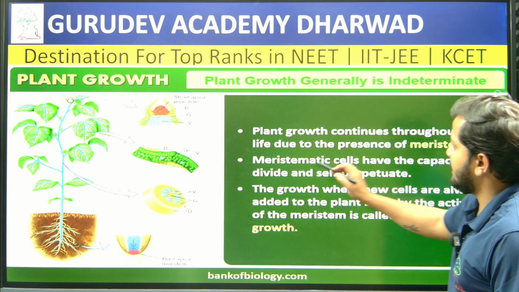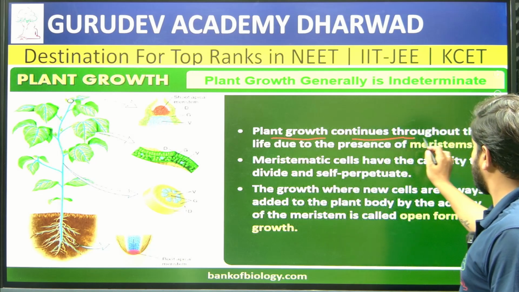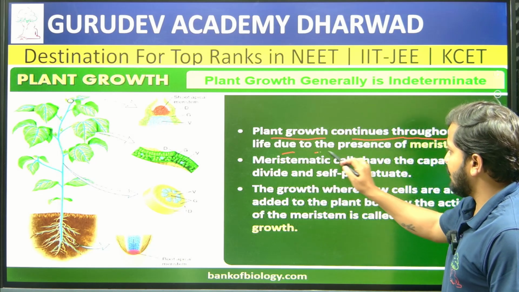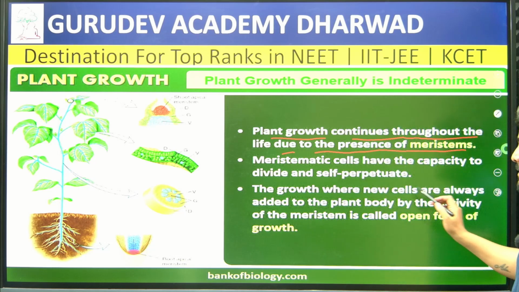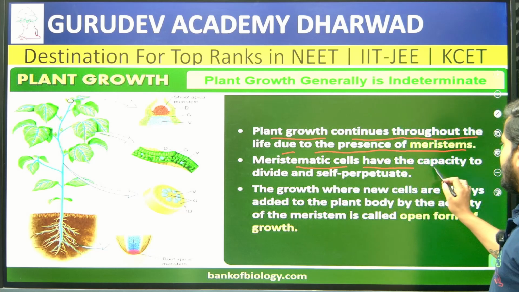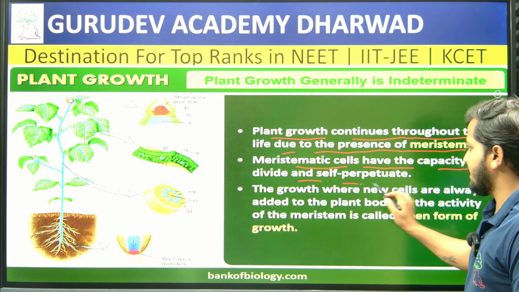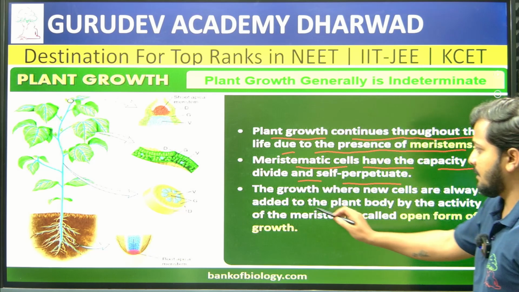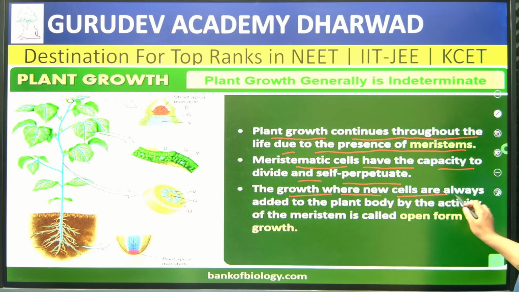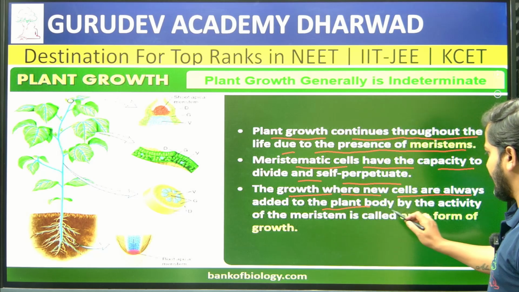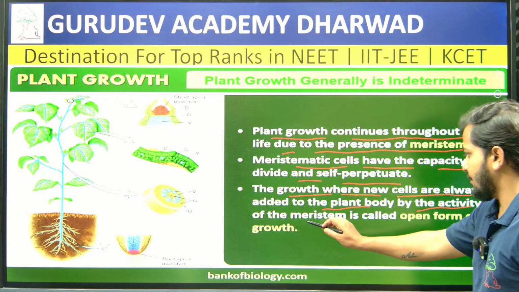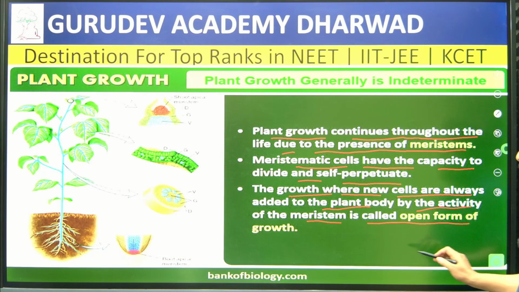Overall, plant growth continues throughout life due to the presence of meristems. These meristem cells have the capacity to divide and self-perpetuate. The growth where new cells are always added to the plant body by the activity of meristems is called the open form of growth.